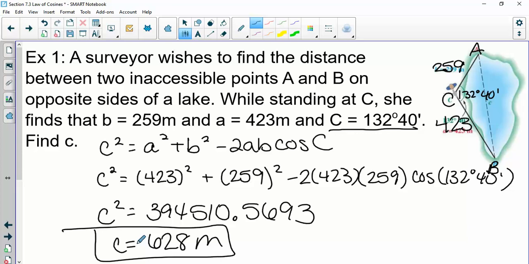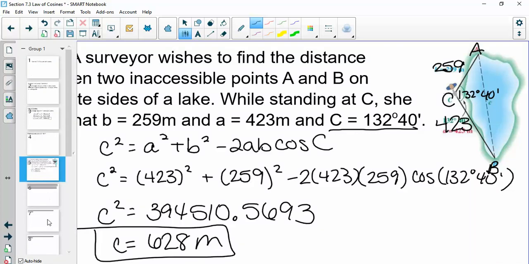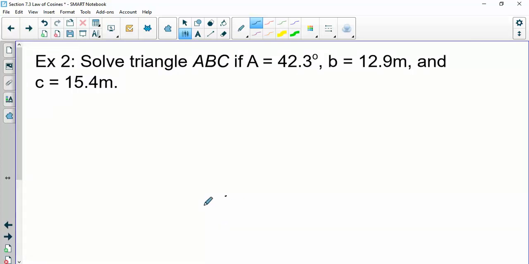Alright. Is this example okay? Yeah, it is a little bit nicer if we're only looking for one piece in a triangle instead of everything. A little bit shorter.